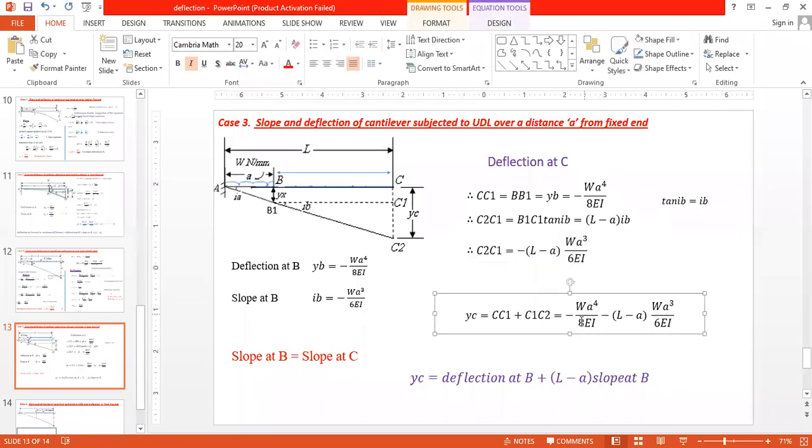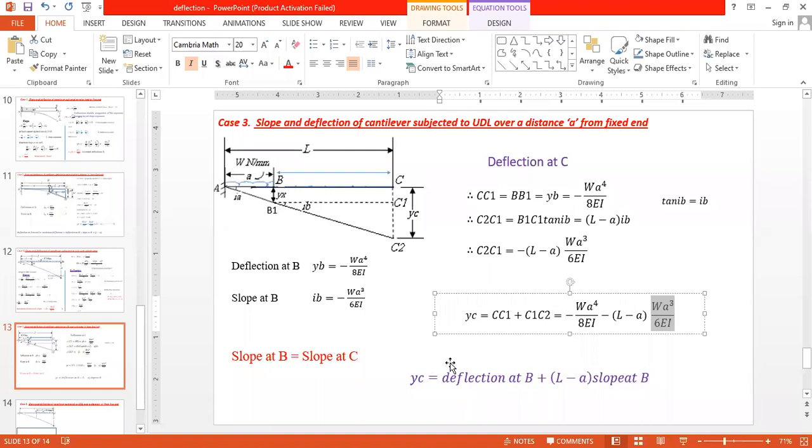Now this is the equation for the maximum slope when cantilever is under UDL for a distance a. Okay, it is the same as the point load applied at a distance a from the fixed support. Now you see here, if you observe this term, this is the deflection at B, and this one is the slope at B.